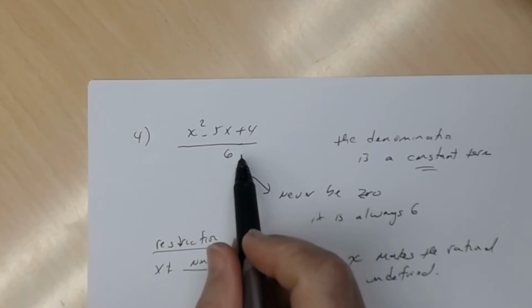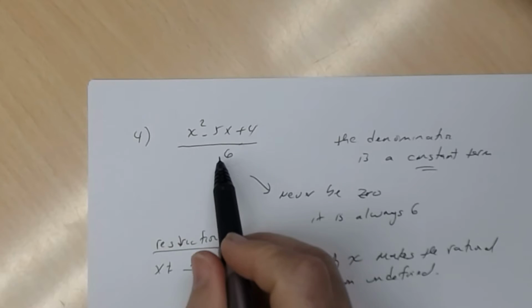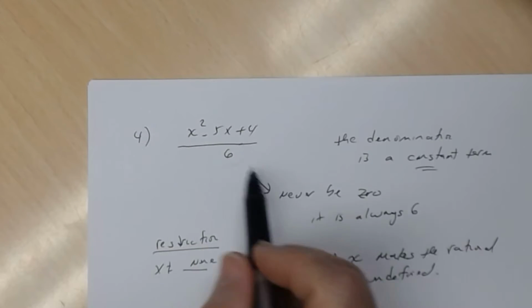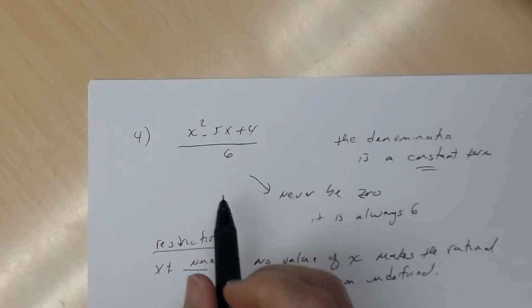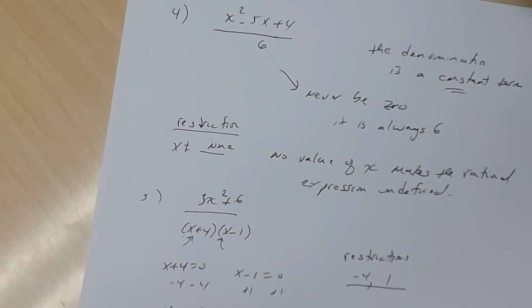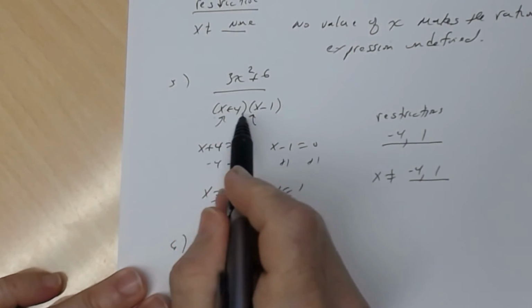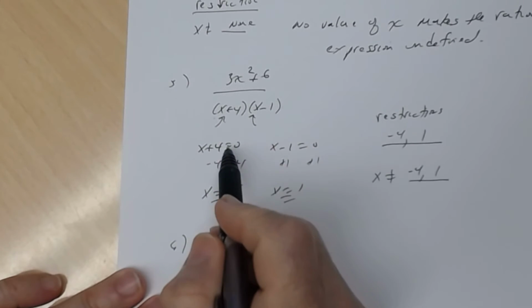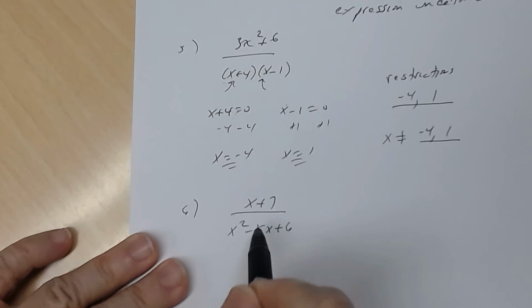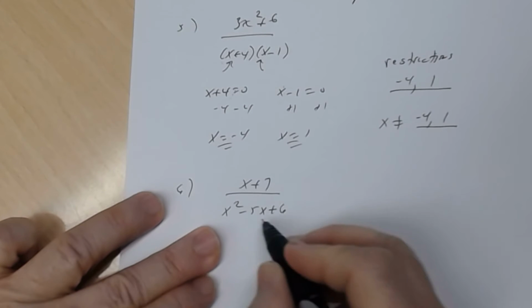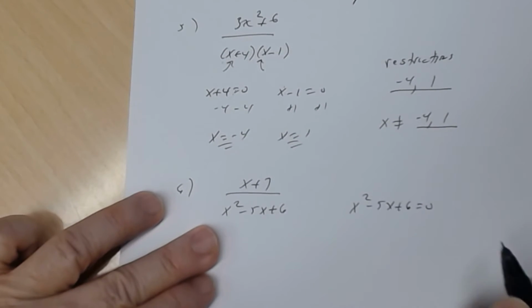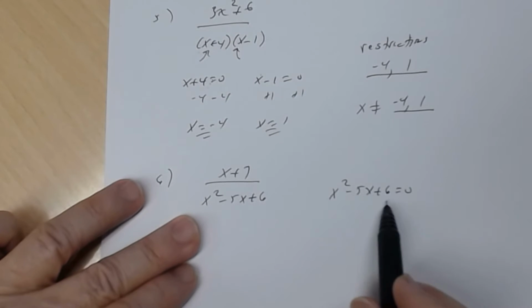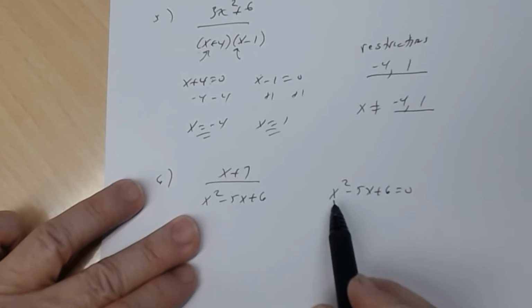Here, this did not have a variable, so it's always equal to 6, so there were no restrictions. This rational expression is never undefined. It's always equal to 6. Here, to find out where this is 0, I set each of these factors equal to 0. Now over here, I want you to notice something. If I set the denominator equal to 0, just like this, notice what kind of equation this is now. This is a quadratic equation.